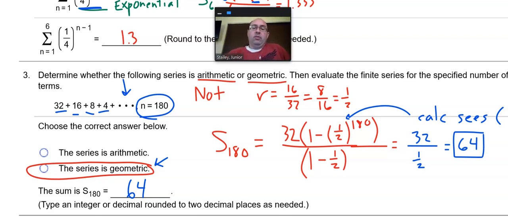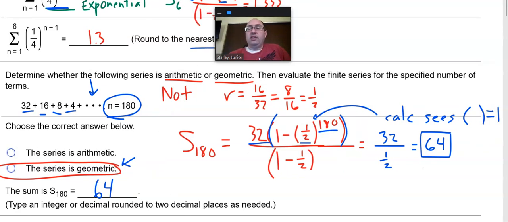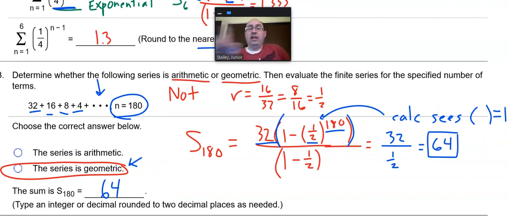Okay. Now, first term's 32. Multiplier is 1/2 to the 180. Now, what's inside those parentheses right here? When you type that on a calculator, the calculator is going to tell you that that's equal to 1. Now, is it equal to 1? Not really, but it is so close to 1 the calculator can't see a difference. That's how far out the decimals go. So it says it's a 1. All right.